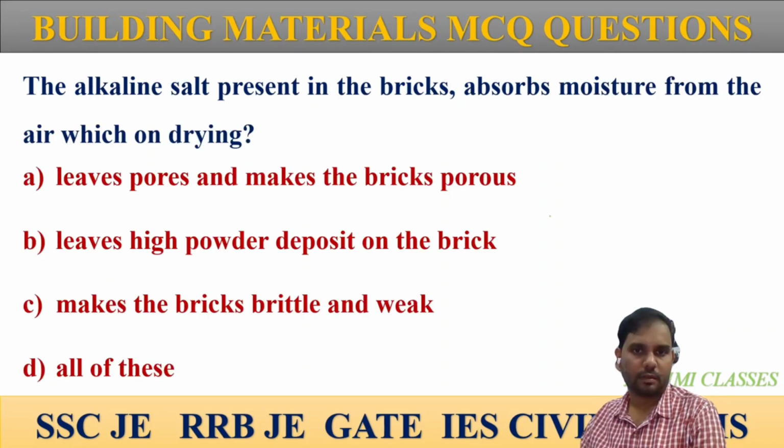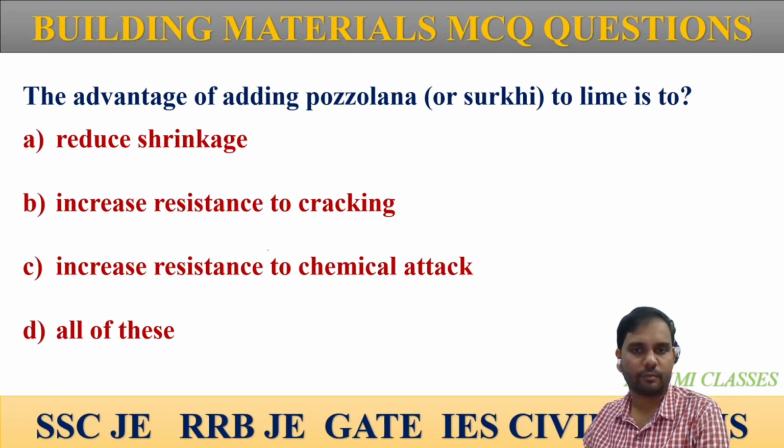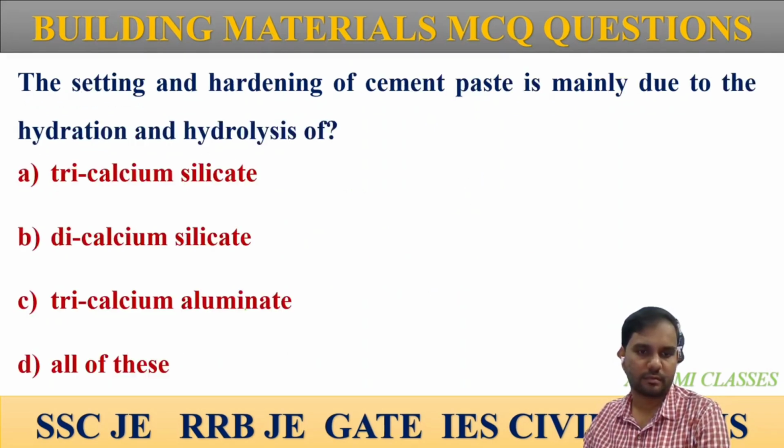The alkaline salt present in the bricks absorbs moisture from the air, which on drying leaves a whitish powder deposit on the brick. The lime, which consists almost entirely of calcium oxide, is called rich lime. The advantage of adding pozzolana or surkhi to lime is to reduce shrinkage, increase resistance to cracking, increase resistance to chemical attack, all of these.